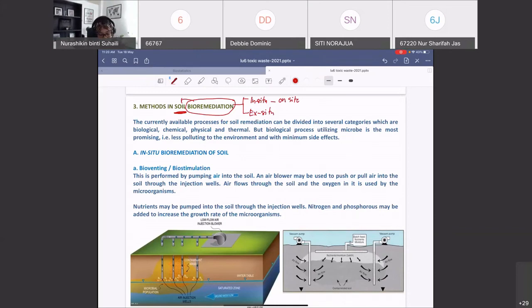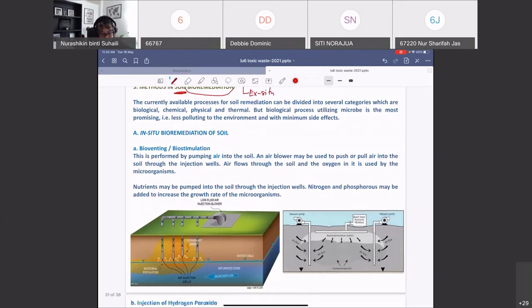So for in situ bioremediation, what kind of approaches can be done? Okay, in situ, you just imagine that we are treating the contaminated areas. Yeah. So one of the approaches is biostimulation or bioventing. So what is biostimulation and bioventing? It is the addition of certain nutrients to the place, yeah, in order to trigger or enhance the biodegradation process at that contaminated site.